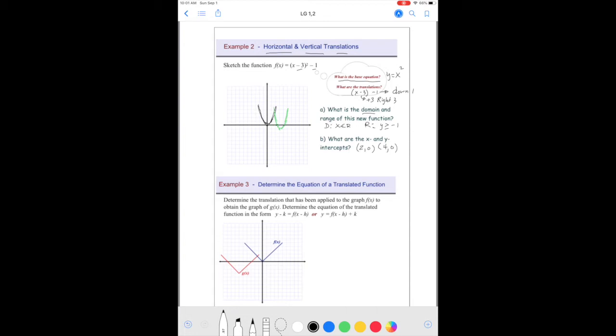And the y-intercept, you can't really see it off the graph, so we have to just do a little bit of math. So we'll expand this guy out. So which means we have 2 of them. So we have x squared minus 6x plus 9 minus 1. These two come together, and we have x squared minus 6x plus 8. And we know that the constant is our y-intercept. So the y-intercept is going to be (0, 8). Okay.